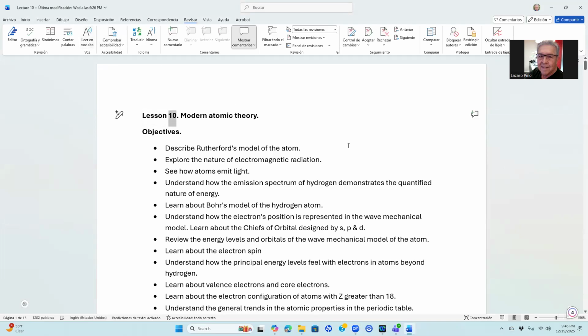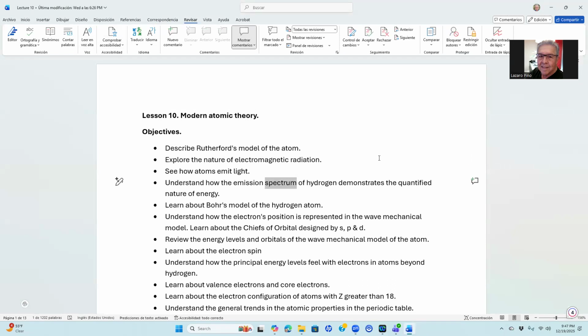Lesson 10. Modern Atomic Theory. Objectives. Describe Rutherford's model of the atom. Explore the nature of electromagnetic radiation. See how atoms emit light.